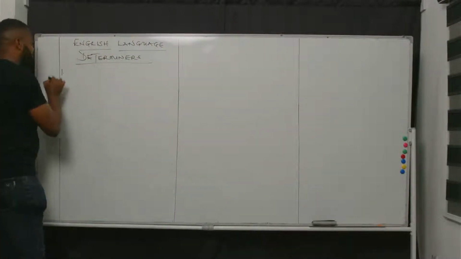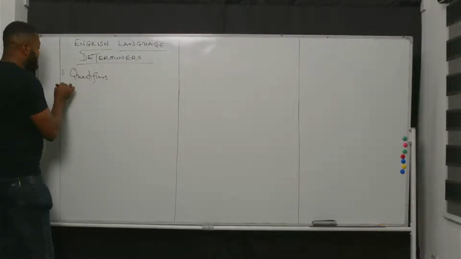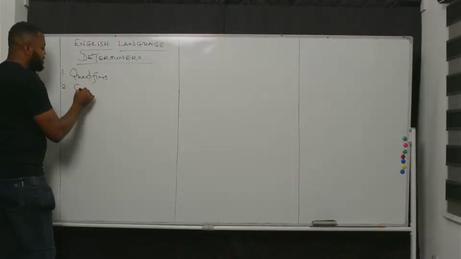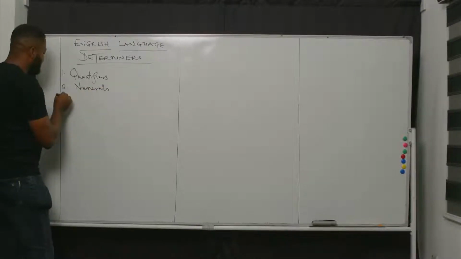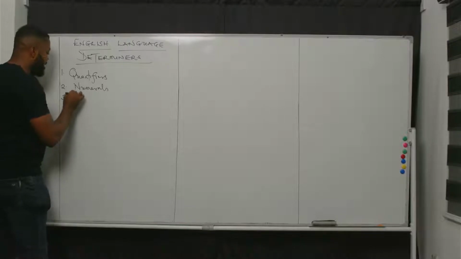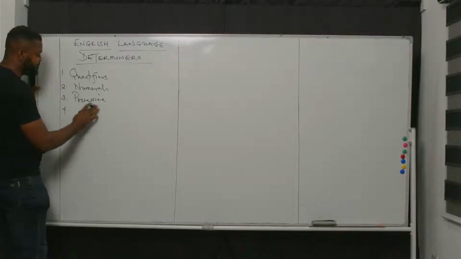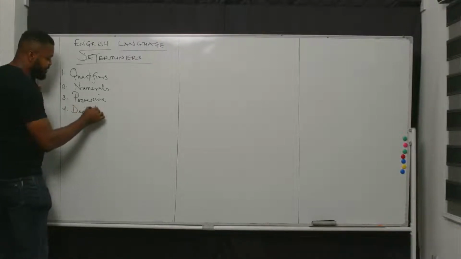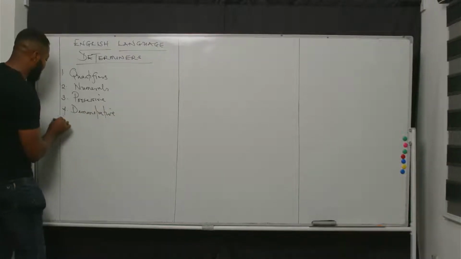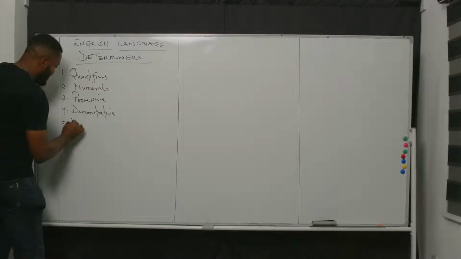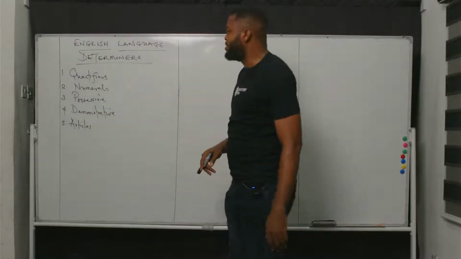Okay, so the first aspect is the quantifiers. Okay, and then the second aspect is the numerals. Then three, we have possessive, remember? And then four, we have demonstratives. Okay, and here too, let me make it five. We have articles. So these are the basic aspects of determiners that we have.